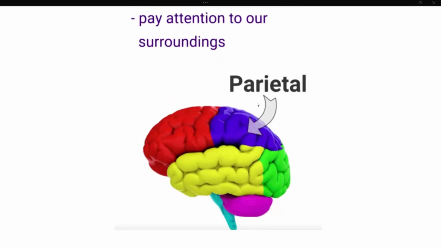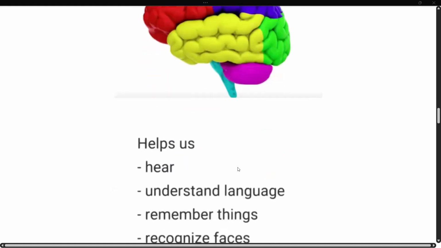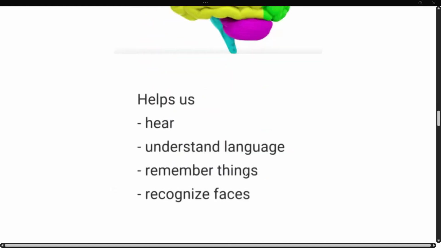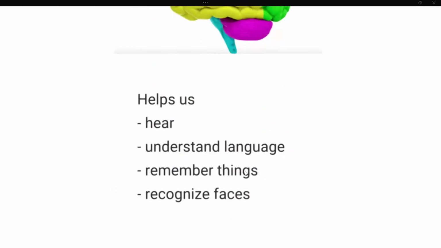Now, in reality, if you go into neurosurgery, in the OR, and operate on the actual brain, it's not going to be as colorful as here. But it's just for your understanding that we have different colors so you can differentiate the lobes. Next one is the one that helps us hear, understand language, remember things, and most importantly, recognize faces. If this part is damaged, you can't recognize faces. So which lobe is it?